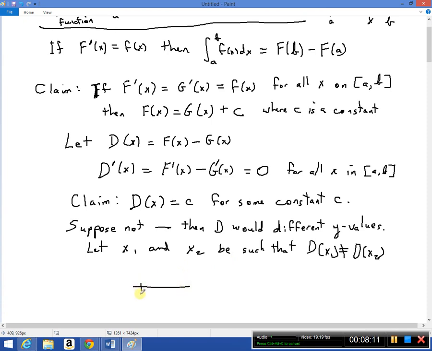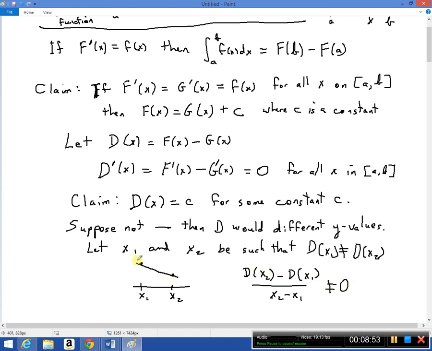So you've got an x1 somewhere. Doesn't matter which one's bigger or which one's smaller. Just got two different values for x, and the D values are just different. Okay? I don't care which one's bigger either. Then what is this number? You've all seen this before. D of x2 minus D of x1 divided by x2 minus x1. This, of course, is the average rate of change in going from x1 to x2. And that's also the slope of this line. But see, D of x1 and D of x2 are not the same number. So that numerator is not 0. So this fraction is not 0.